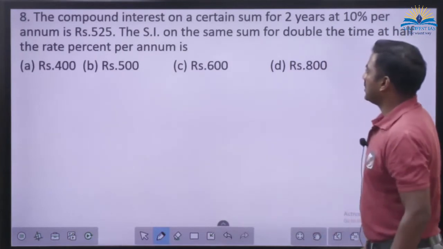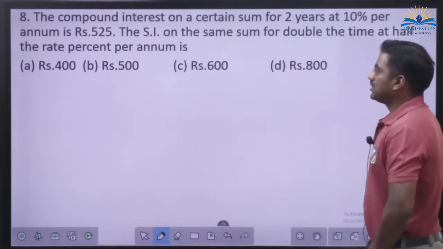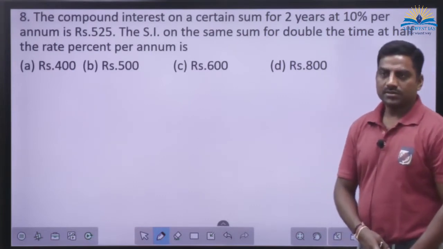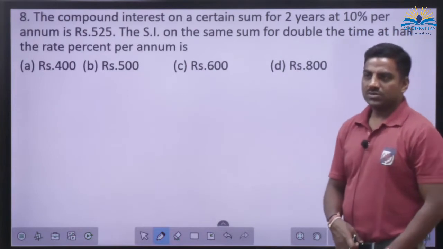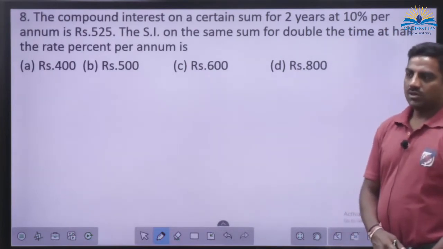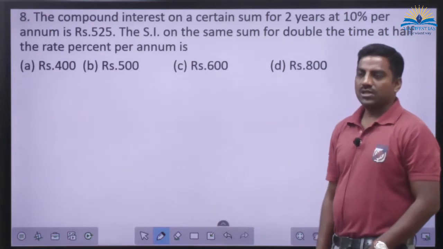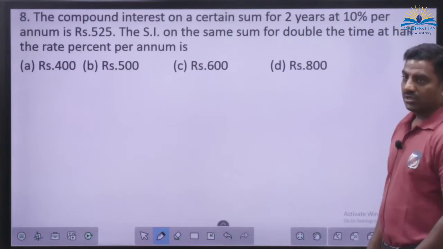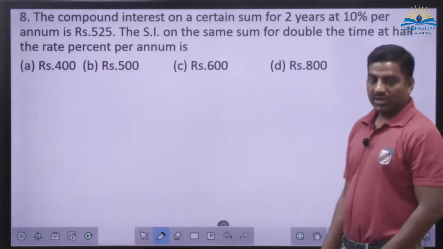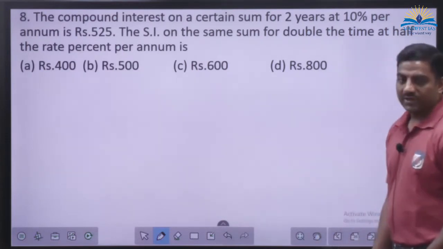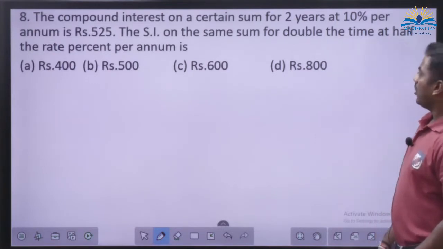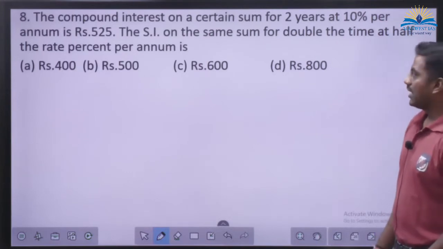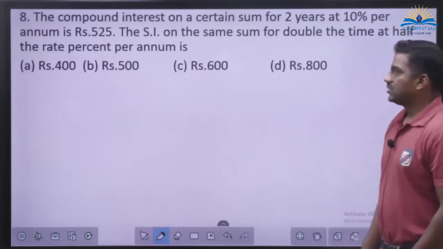The compound interest on a certain sum for 2 years at 10% per annum is 525. Do we know the principal? No. Do we know the rate of interest? Yes. Do we know the time? Yes. Do we know the compound interest? Yes, compound interest is 525. SI on the same sum for double the time and half the rate. Double the time and half the rate would be how much?